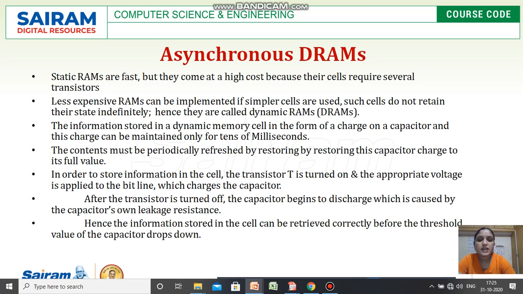The information is stored in the dynamic memory cell in the form of a charge on a capacitor, and this charge can be maintained only for tens of milliseconds. So the contents must be periodically refreshed by restoring the capacitor's charge to its full value.